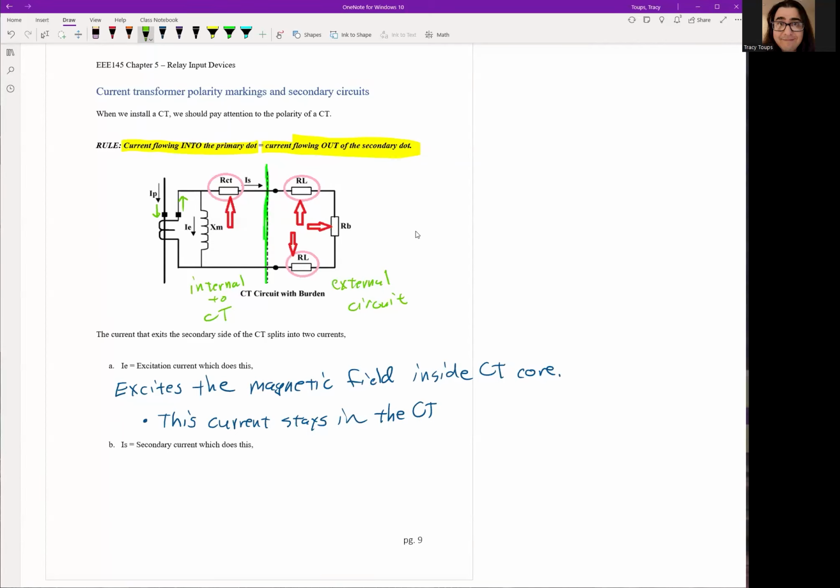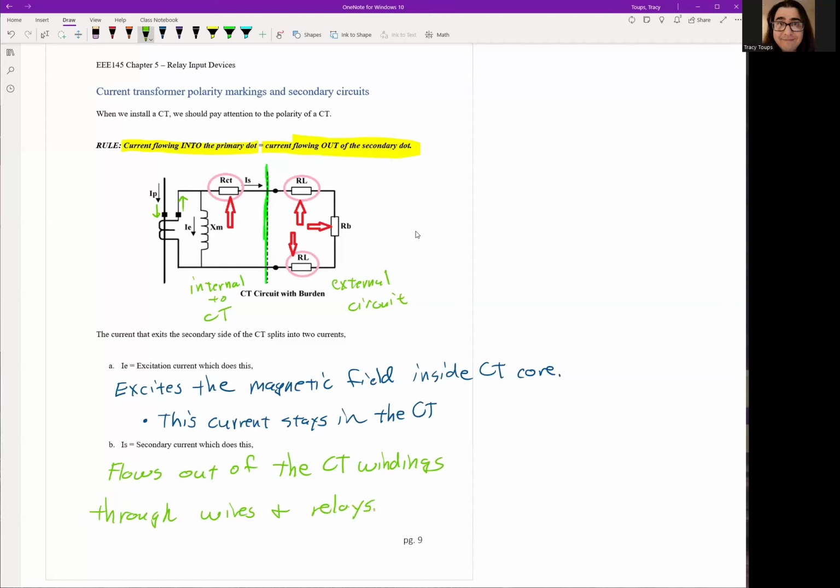So here, the secondary current will flow through the small resistance in the actual terminal itself. The CT itself has little screw terminals, and there's a little bit of resistance there that we have to account for. And once it comes out, you have the wires and the relay itself, okay? So the secondary current flows out of the CT windings and through the wires and relays.